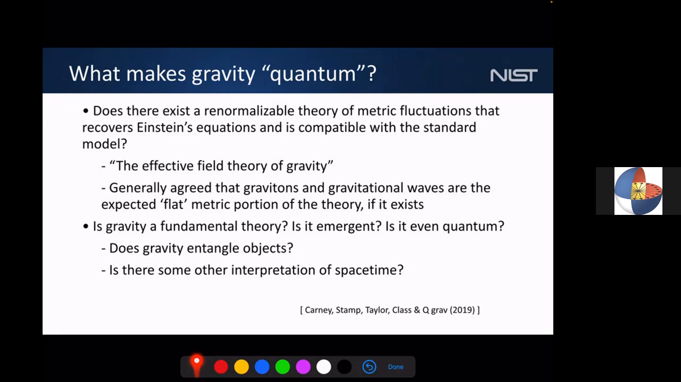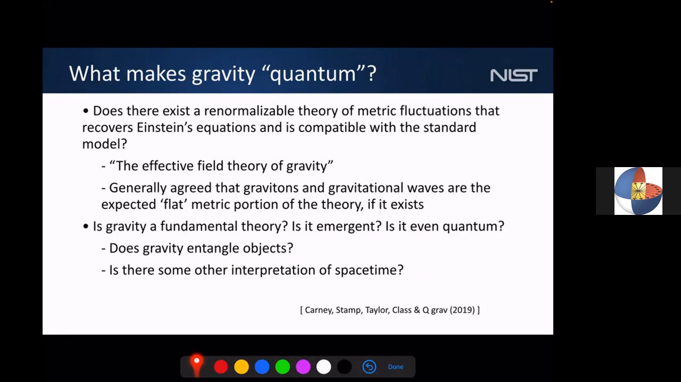You could also ask, really, is gravity a fundamental theory? Is it an emergent theory? I see that Ted Jacobson's on the call. He's obviously one of the great progenitors of the possibilities there. And also, is it even quantum? Is there some other interpretation of space-time? So there are two key aspects. One is, what is the interpretation of space-time? But the other is, quite simply, does gravity actually entangle things?